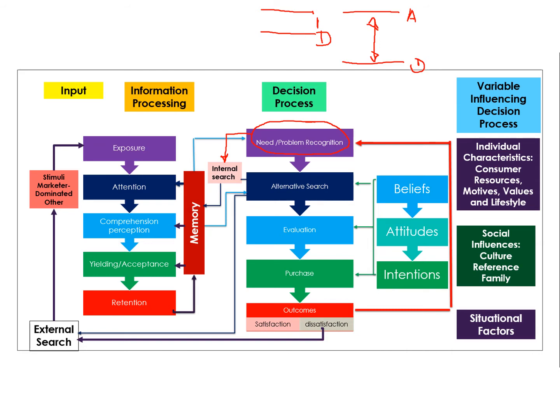But let's say you go into the shop now and you do internal search and you're happy that you want to buy your Maxwell's coffee, if it's your brand of coffee. But you go to the shop and you find that there's no Maxwell coffee. So what do you do? So now we have limited problem solving.